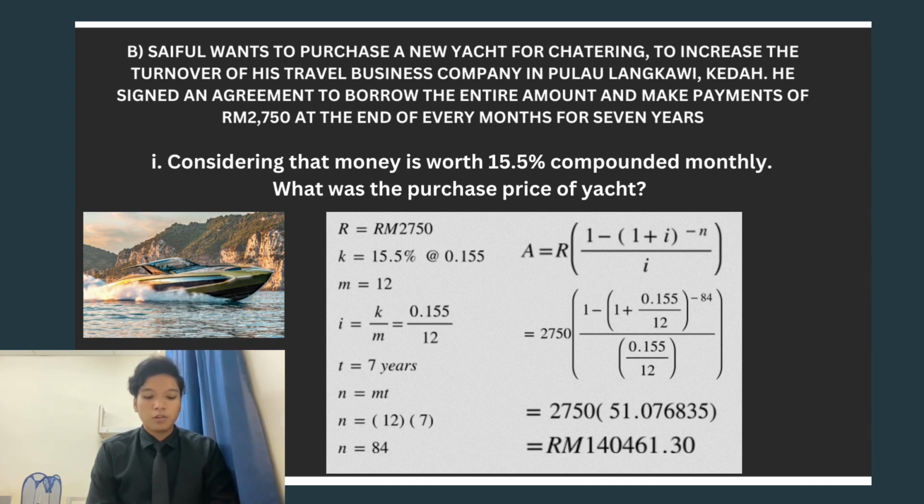The formula we use is A equals R bracket 1 minus bracket 1 plus I close bracket to the power of negative N over I close bracket. Then we substitute the information we have and the answer is 140,460 ringgit 30 cents.